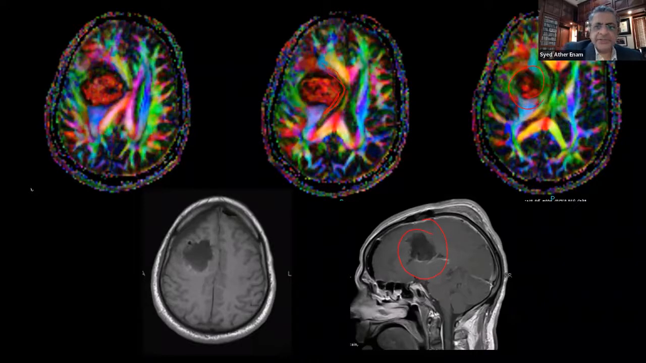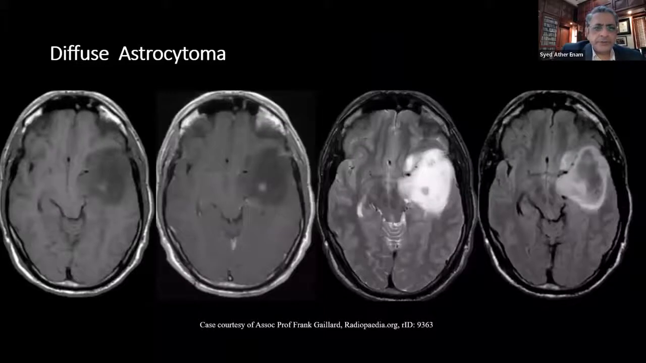But these DTIs help you. And I think at some point I'm going to talk about diffusion weighted imaging also. Okay. So these are the images that I have acquired, or actually one of my residents has helped me acquire from Radiopaedia, which is a very good source. And this is a diffuse astrocytoma.